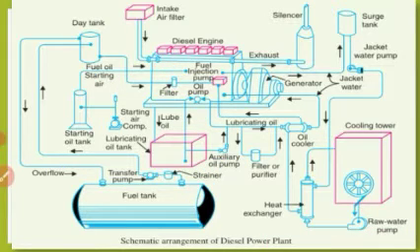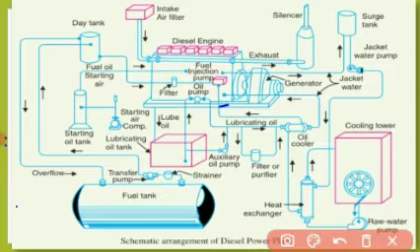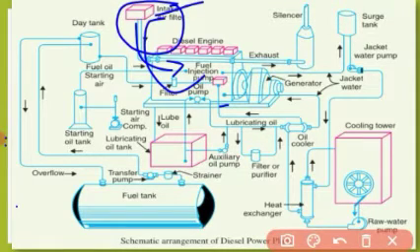Next one is the air intake system. This system supplies the necessary air to the engine for fuel combustion. Intake air is taken inside through pipes for the supply of fresh air to the engine manifold. Filters are provided to remove the dust particles from the air, which may act as abrasive in the engine cylinder.